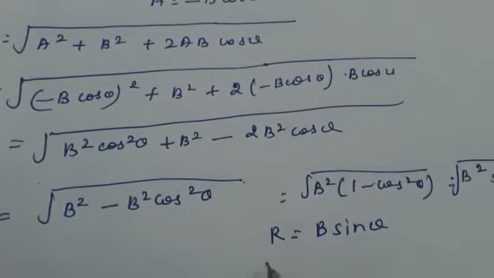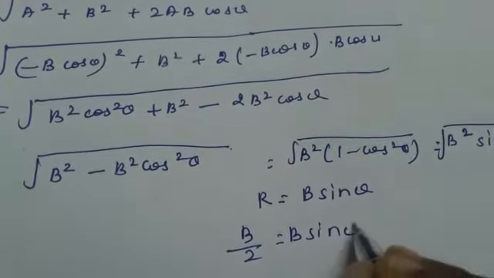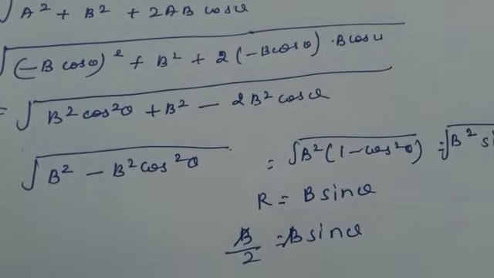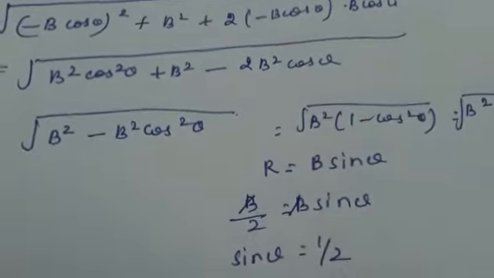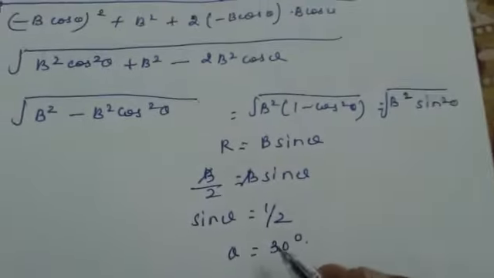Now according to the problem R is equal to B by 2. So B by 2 is equal to B sin theta. B and B cancel. So sin theta is equal to 1 by 2. So theta is equal to 30 degrees.